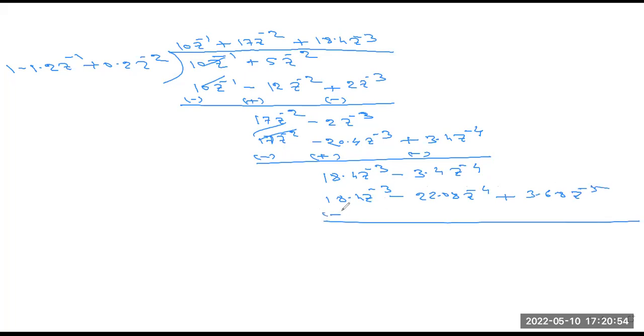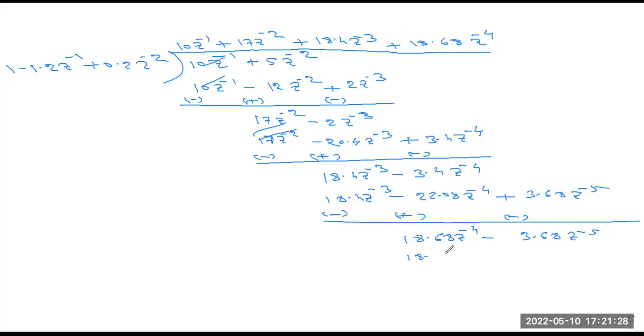Same thing, the sign changes, you know that this is cutting down. The rest of the terms, I think, 18.68 Z to the power minus 4 minus 3.68 Z to the power minus 5. Okay, so now the last term we have to multiply: plus 18.68 Z to the power minus 4.